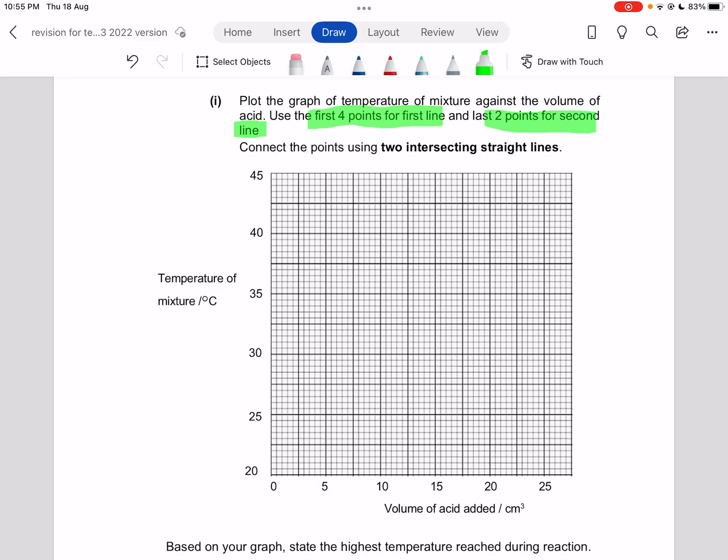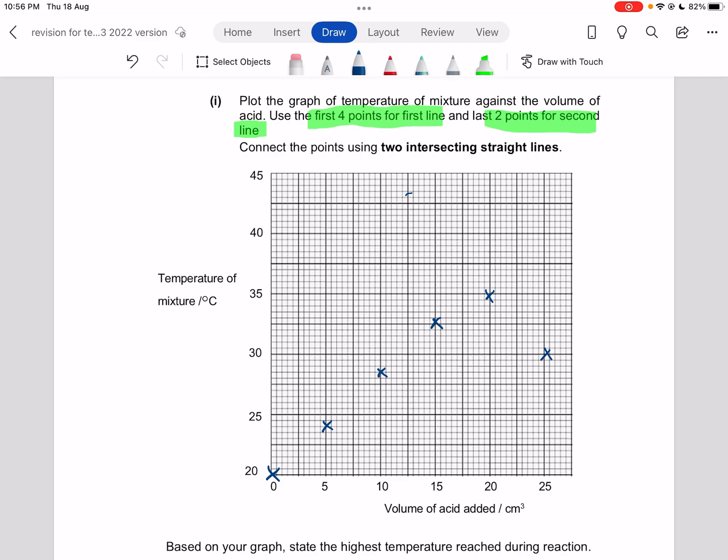Alright, so first 4 points. Okay, 0, 20. 5 and 24. 10, 28.5. Right, what else? 15, 32.5 here. Okay, first 4 points. Last 2 points now. 20, 35. 25, 30.